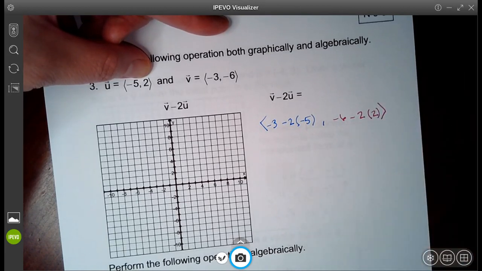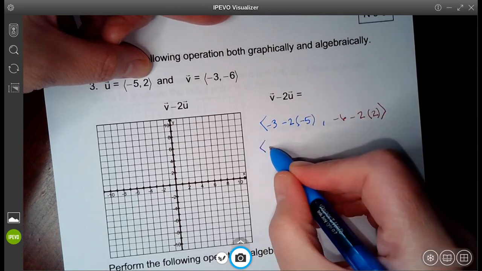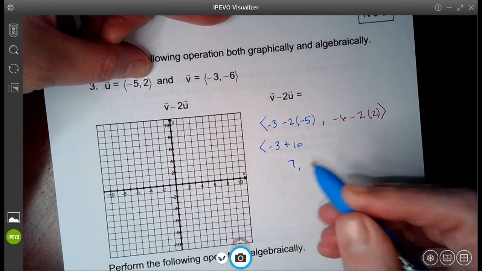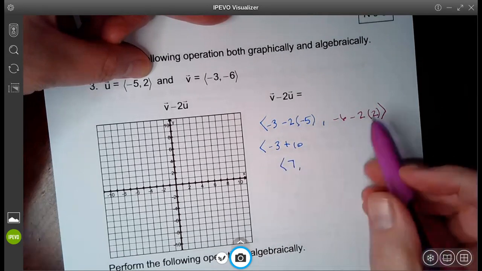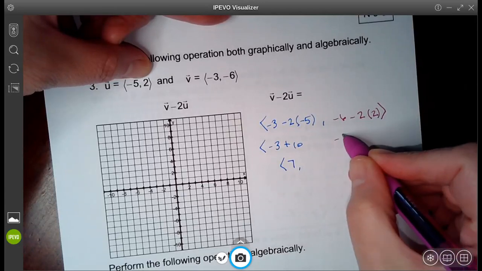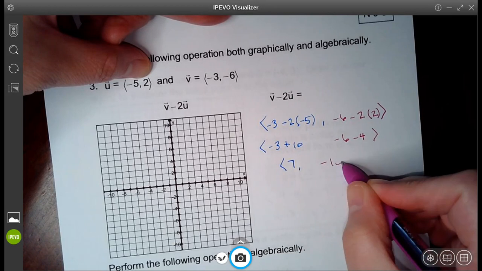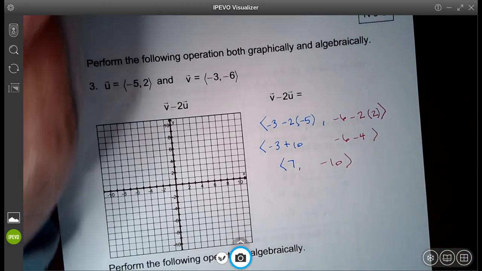All right, so this would be negative 3 plus 10, which is going to give me a 7. And then my y coordinate here would be negative 6 minus 4, which would be a negative 10. All right, that should be what my resultant vector is. So let's see if it actually works that way.